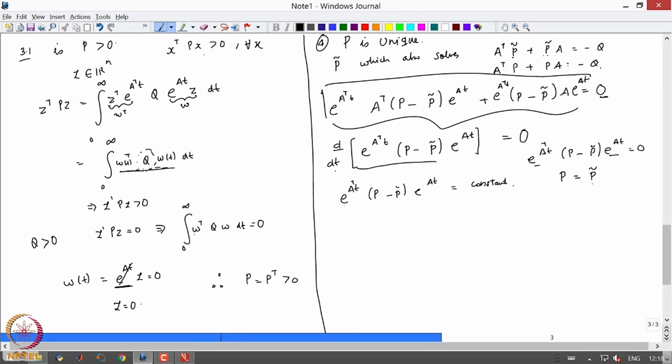Okay, now how do I show that this is actually 0? Look at this expression carefully, right. This is actually a constant. So if I were to plot this with time, this function, e power A and so on, it is constant. So if this is constant, whatever value it holds for t equal to 0 should hold for t equal to 10, t equal to 100, and all the way to as t tends to infinity.